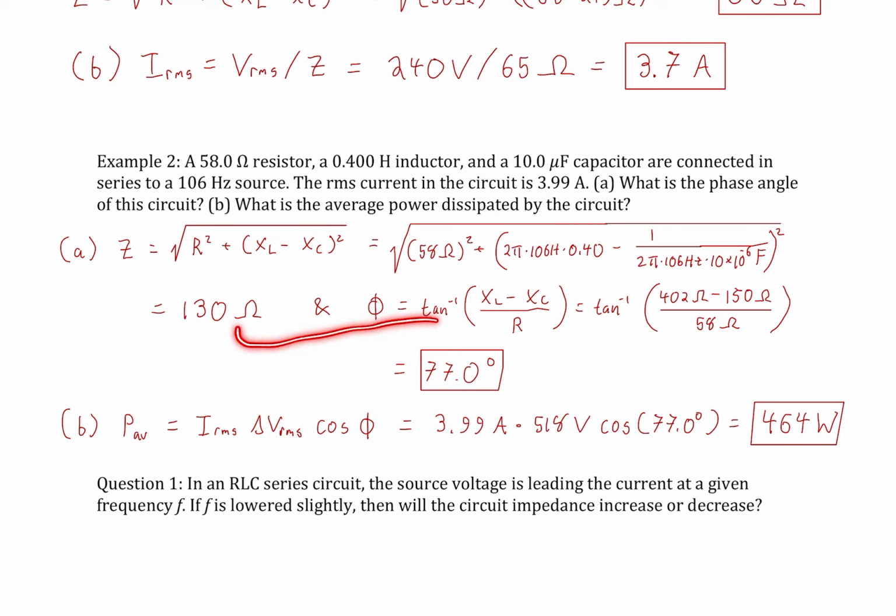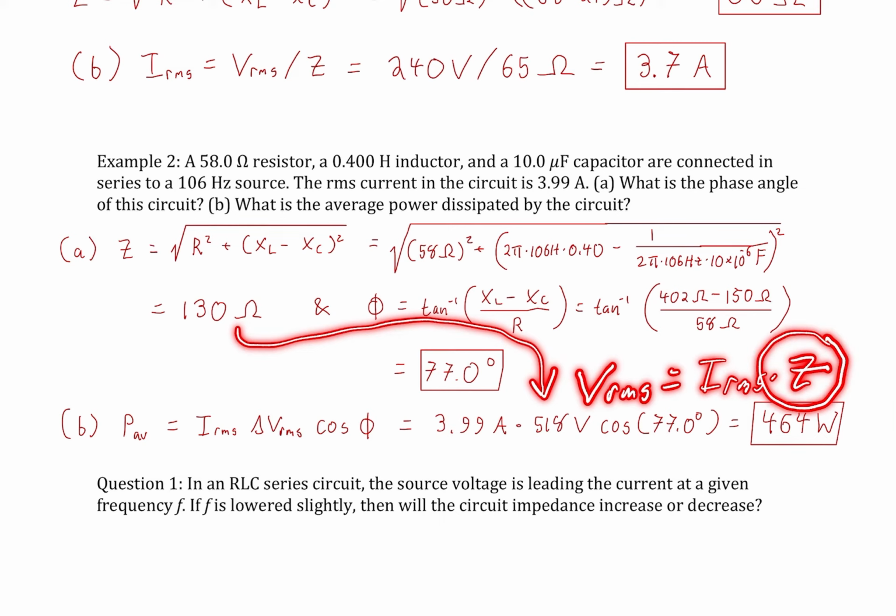Again, we use the impedance to find the voltage because the RMS voltage is just IRMS times impedance. V equals IR, but here, R is replaced by impedance, Z.